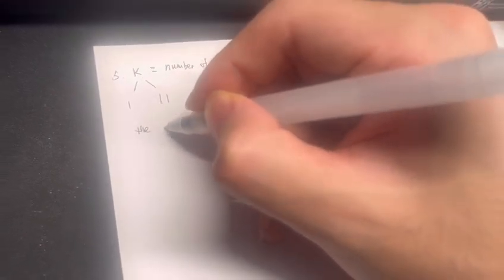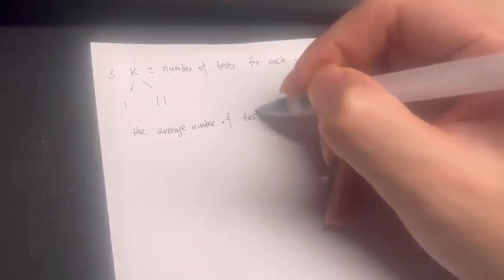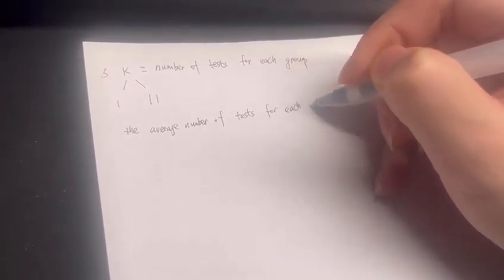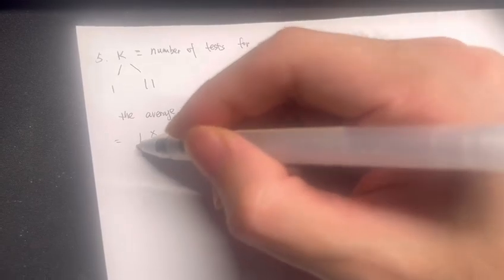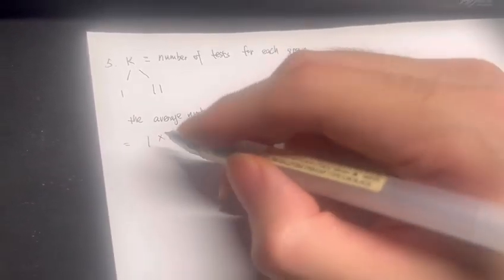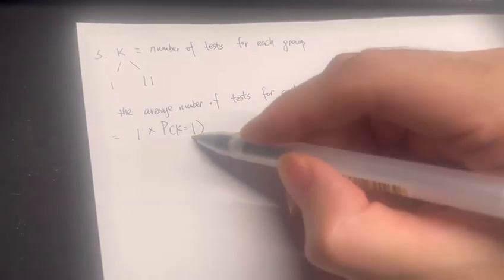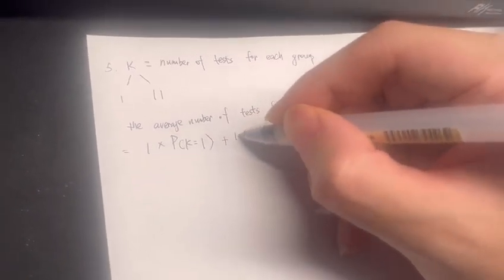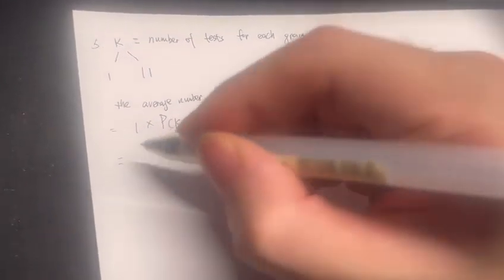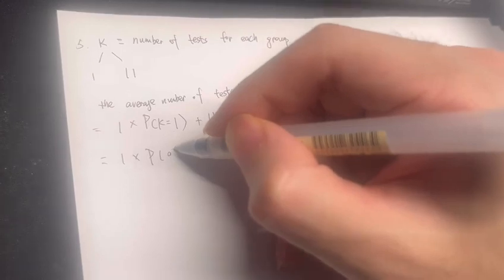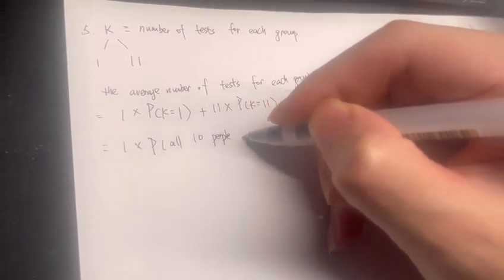So we can calculate the average number of tests for this group using k. It equals 1, since we need to test just one time, times the probability that k equals 1, plus 11 times the probability that k equals 11. In other words, the probability that k equals 1 means all 10 people are negative.